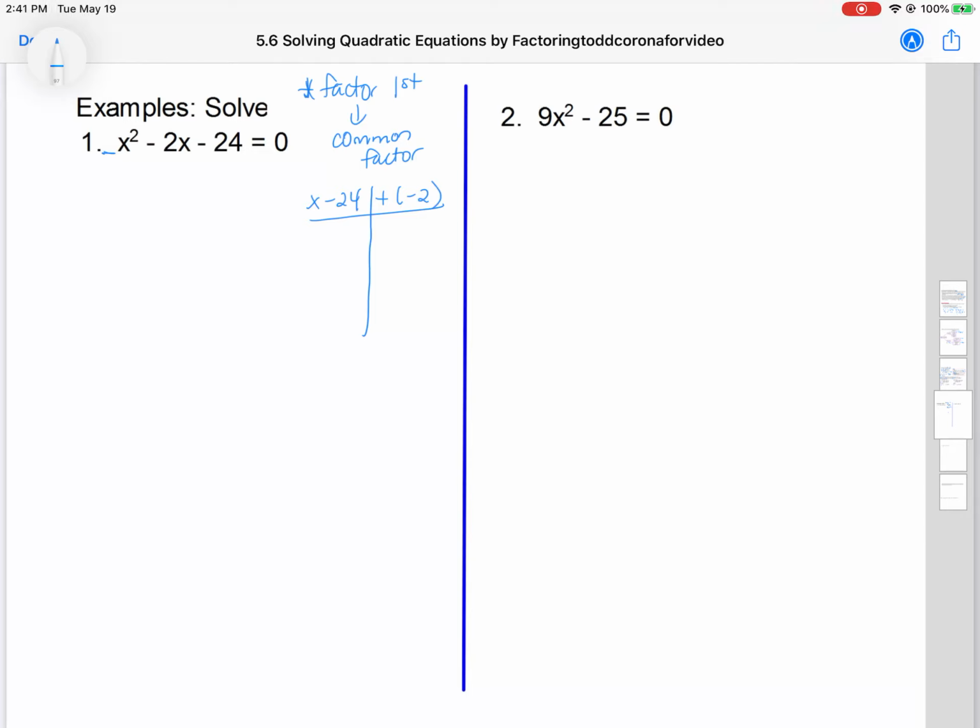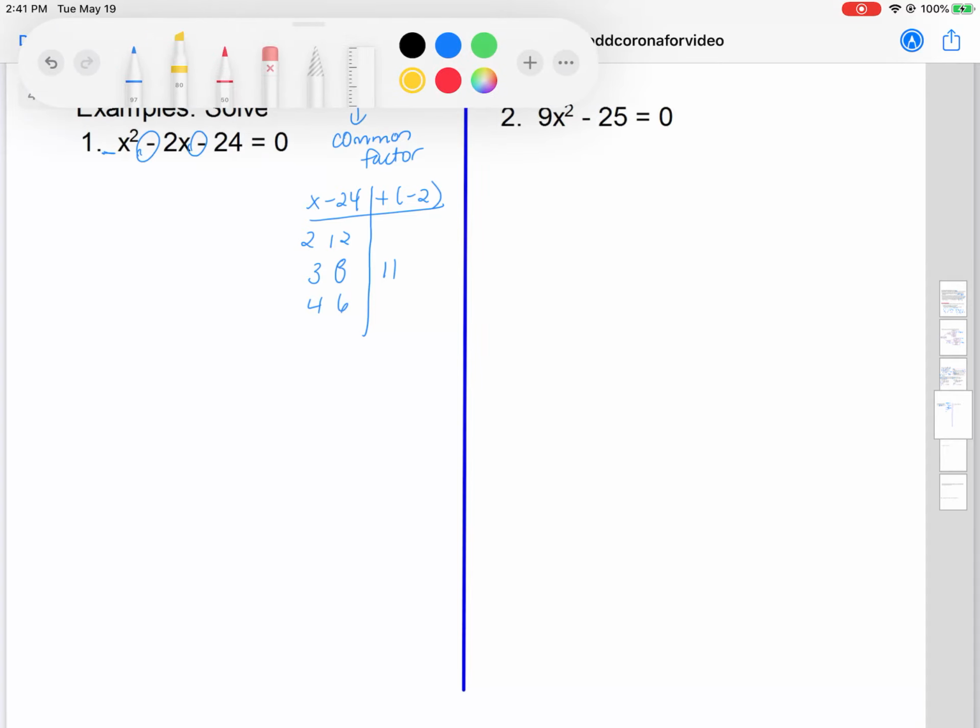So again, yes, I can do 1 and 24, but that's really not going to get us close to negative 2. 2 and 12, no, but you can write it down. You could do 3 and 8, which is 11, 4 and 6. Now we're getting closer. Okay, so now we have numbers that when you combine them, you can possibly get 2. And when you have this negative here, that means that one of them has to be negative. So positive 4 times positive 6 is positive 24, but we want one of them to be negative.